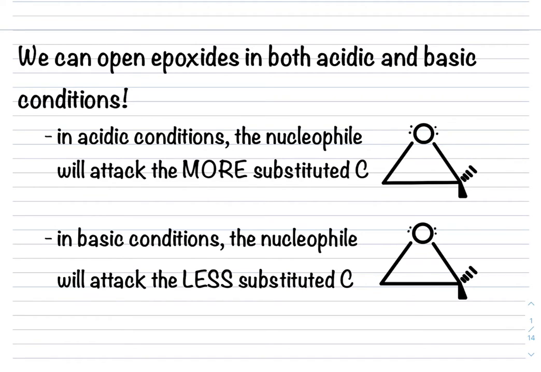Now it's really important that you know that the condition you're in will determine which carbon in the epoxide the nucleophile will attack. If you're in acidic conditions, aka if you have an acid like sulfuric acid or phosphoric acid present, the nucleophile will attack the more substituted carbon in the epoxide. We'll talk more about why this is the case in just a second, but for now, just know that the nucleophile attacks the more substituted side when you're in acidic conditions. If you're in basic conditions, the nucleophile will attack the less substituted carbon in the epoxide.